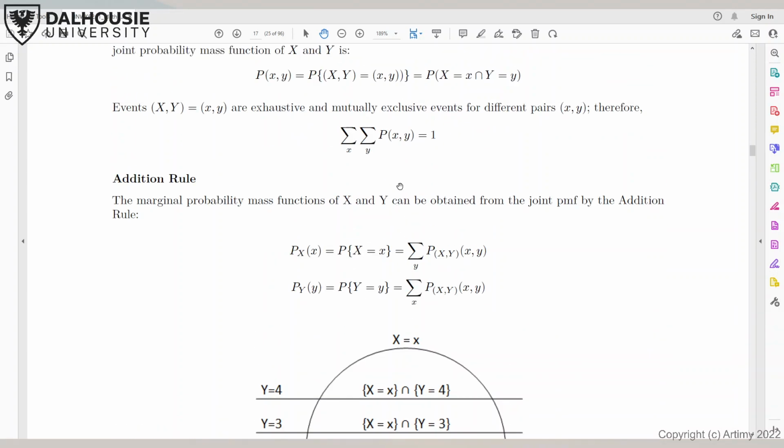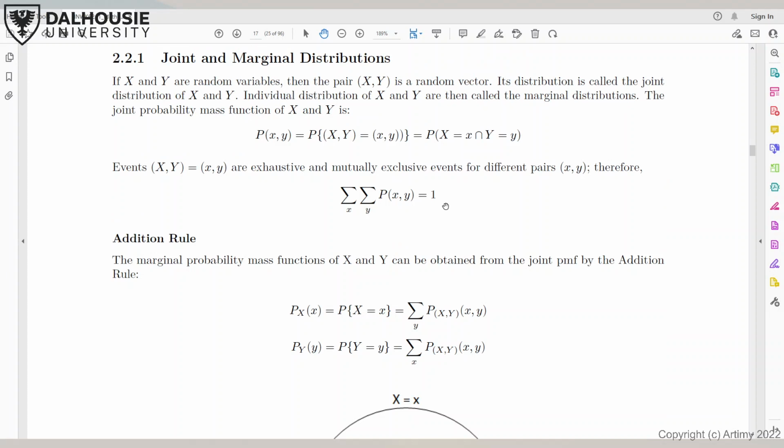So some of what we talked about earlier applies. The total of all the probabilities of the joint distribution, the pair or the random vector, all add up to 1. Right?